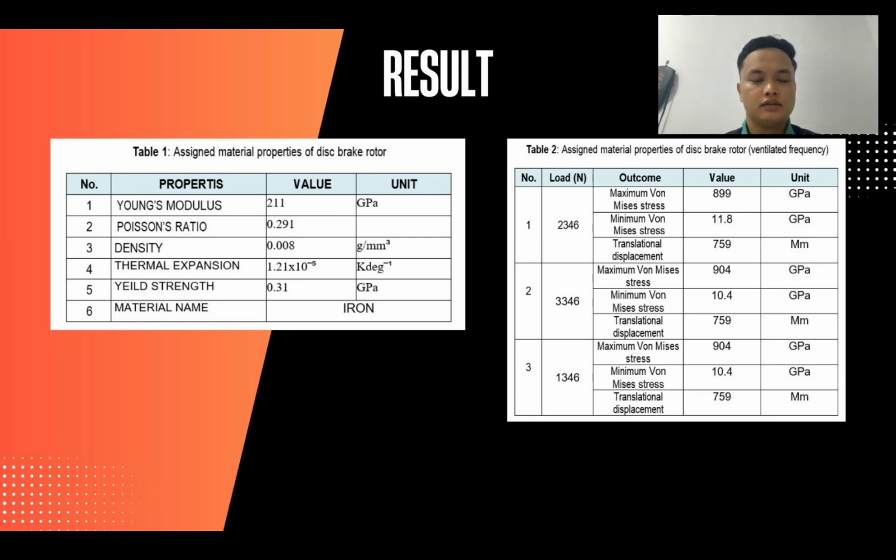For the result, in table 1, the assigned material properties of this brake rotor. Number 1, the property is Young's modulus, value is 211 gigapascal. Number 2, Poisson's ratio 0.291. Number 3, density is 0.008 giga over millimeter cube.